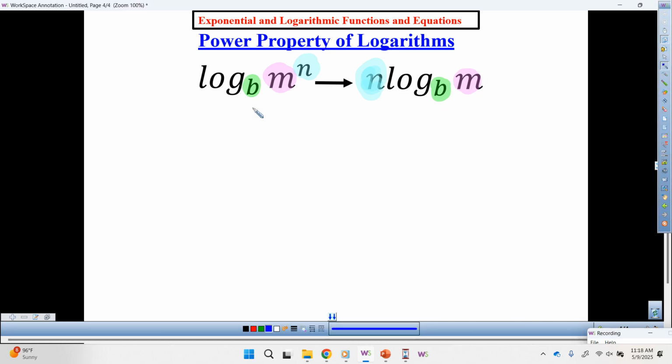So once again, what does it mean? If we have a log to a particular base, the base is different from the given number, and the given number has an exponent, we bring that exponent to the front, like here, to multiply the rest of the log. Pretty straightforward. So, let's do one together.